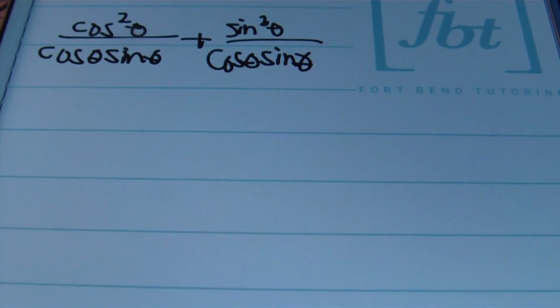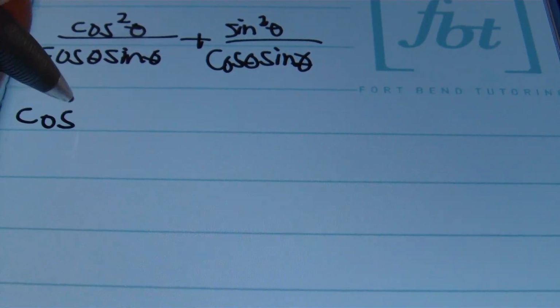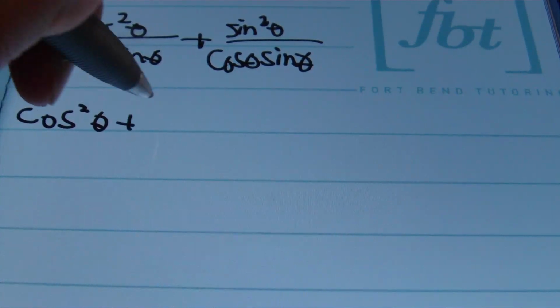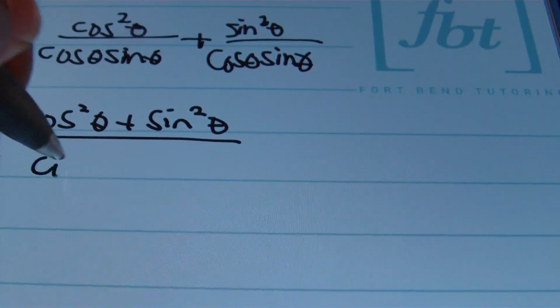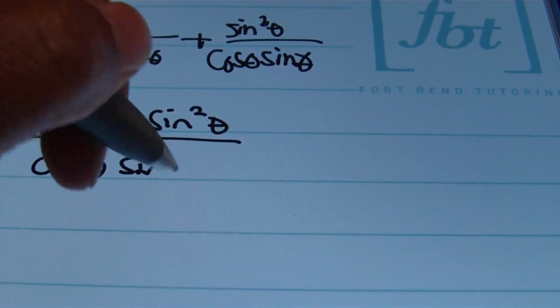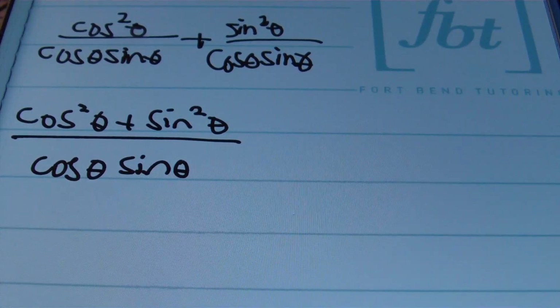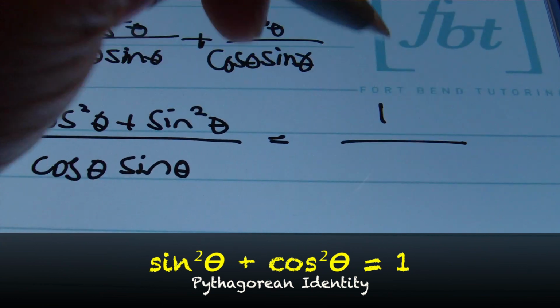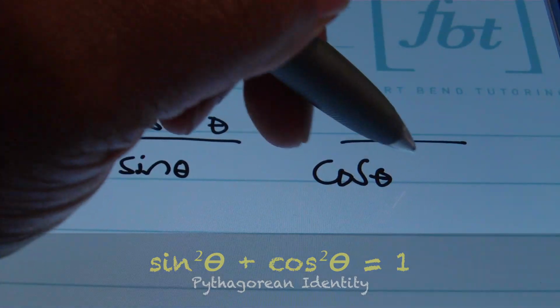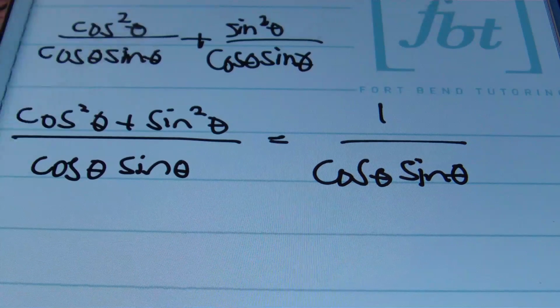Continuing on, now that I have a common denominator, we're going to combine these numerators together. So I now have cosine squared theta plus sine squared theta all over my common denominator, which is cosine theta sine theta. And you should know, because of your Pythagorean identity, that cosine squared theta plus sine squared theta is equal to 1. So this is now 1 over cosine theta sine theta.